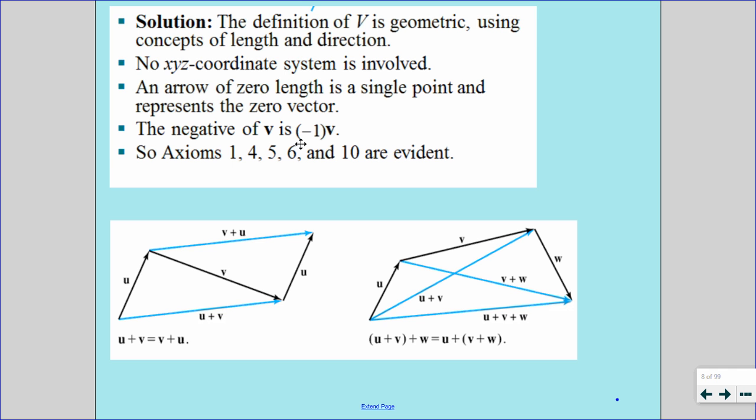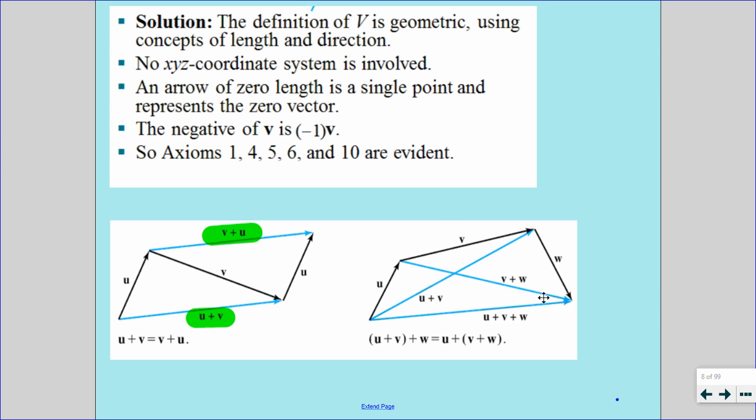The negative of V is -1 times V, which is defined because scalar multiplication is defined. And so this would define axioms 1, 4, 5, 6, and 10. Looking at axiom 2, that would be the commutative property of vectors. This defines V plus U, and this defines U plus V, and you can see that those two are equivalent. So we have geometrically proven the commutativity of vectors.